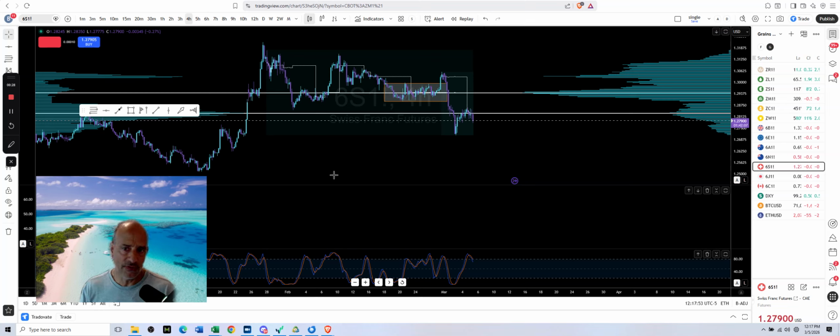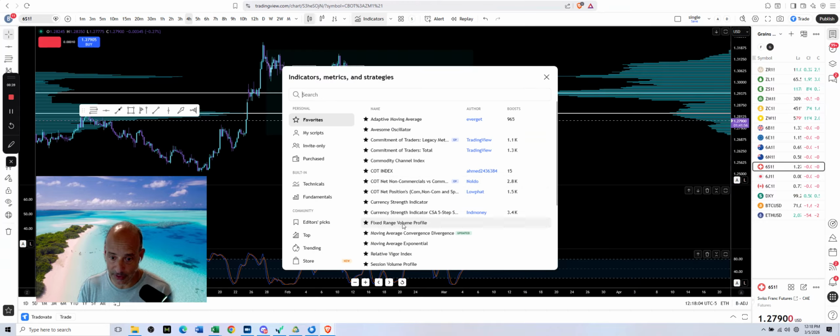So, a couple of last videos that I made on volume profile, I was using what they call a fixed range volume profile. So in TradingView, I have that favorite. It's right here, fixed range volume profile. Not going to rehash all that. I made one or two videos about it.